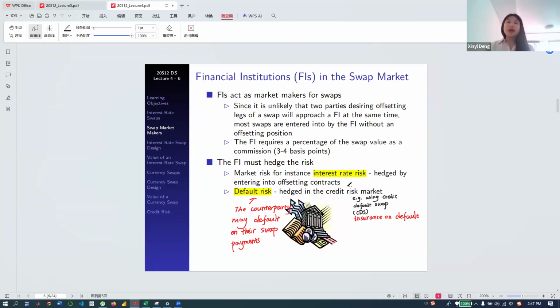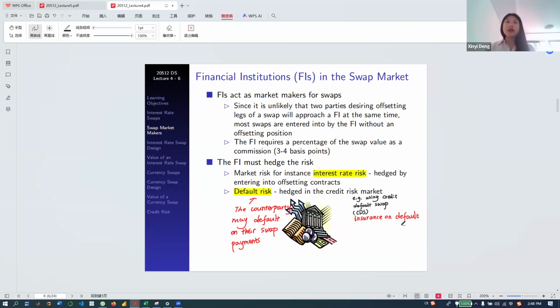Then the financial intermediary also has a default risk. The counterparty may default on their swap payments. To hedge that, the financial intermediaries can enter into the credit risk market. One specific example is the credit default swap, in short CDS. I believe you have heard of that before. Essentially, credit default swaps are just insurance on default events.